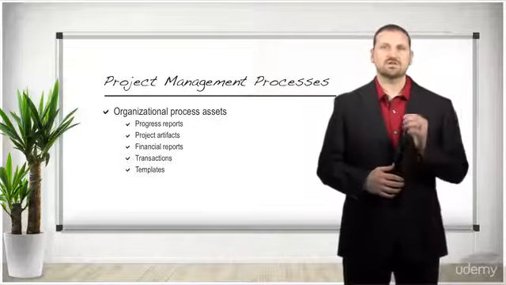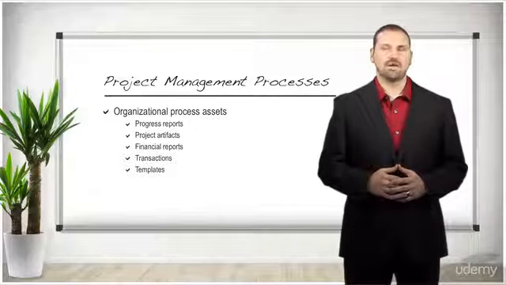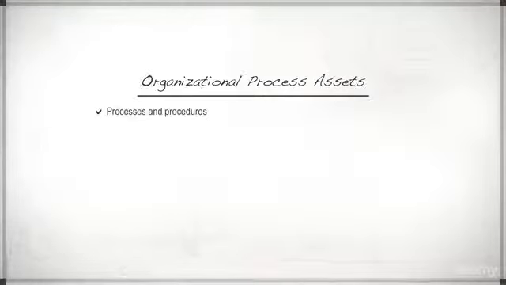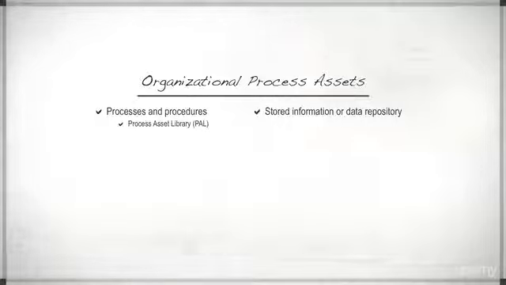Organizational process assets are typically grouped into distinct formats. First, there are processes and procedures that drive performance, and the second format pertains to stored information or data repositories. Processes and procedures are often retained within an organization's process asset library, or PAL. The process asset library is a compilation of documents and templates used to conduct business. Process asset libraries typically contain documented rules and guidelines that are developed from requirements borne by the business.